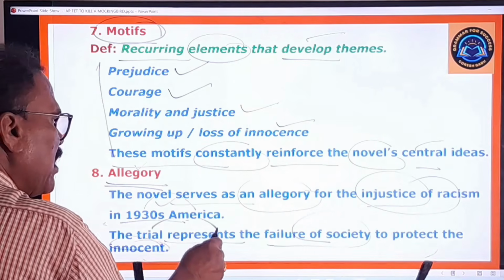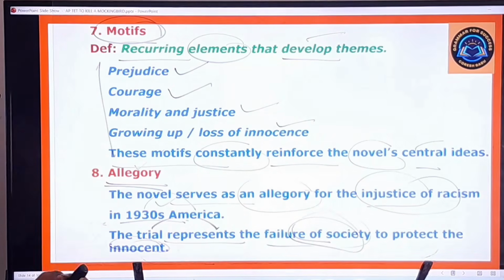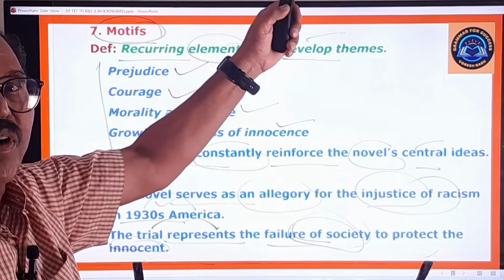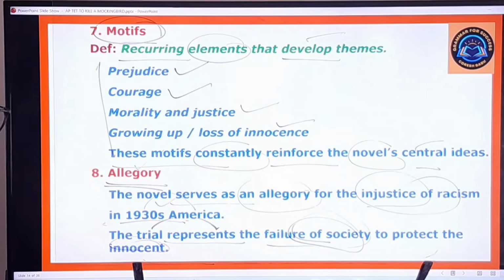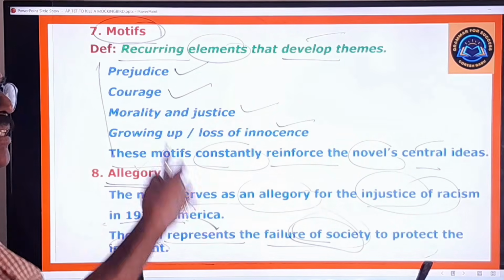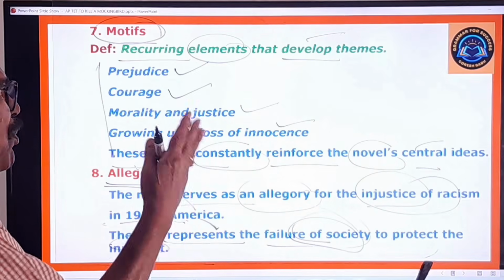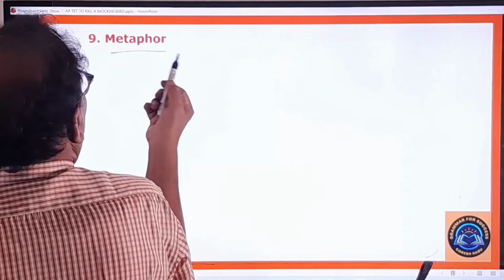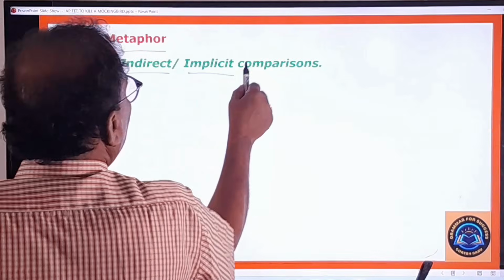The trial represents the failure of society. The society of those days was racially segregated, and a racially segregated society can never protect the innocent, just like Tom Robinson. Metaphor means indirect or implicit comparison.